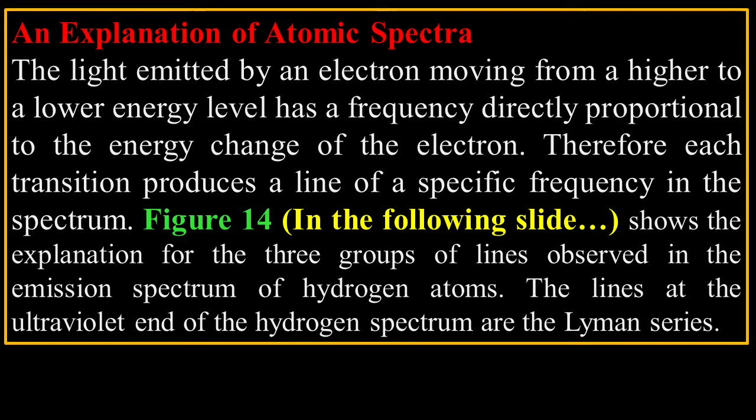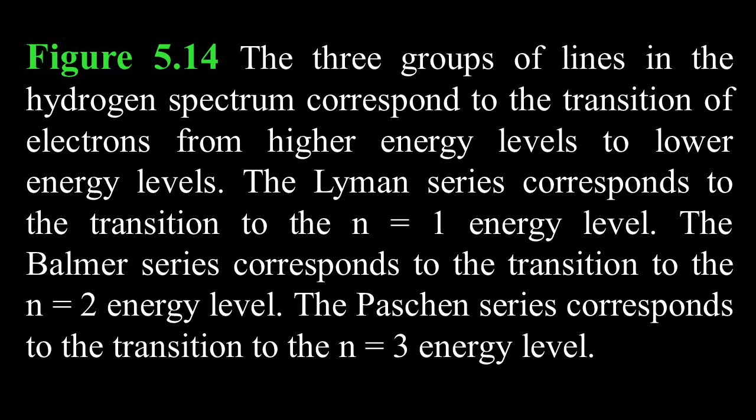Figure 14 in the following slide, actually it's two slides away, shows the explanation for the three groups of lines observed in the emission spectrum of hydrogen atoms. The lines at the ultraviolet end of the hydrogen spectrum are the Lyman series. Figure 5.14, the three groups of lines in the hydrogen spectra correspond to the transition of electrons from higher energy levels to lower energy levels. The Lyman series corresponds to the transitions to the N equals 1 energy level, the ground state. The Balmer series corresponds to transitions to the N equals 2 energy level, and the Paschen series corresponds to the transition to the N equals 3 energy level.